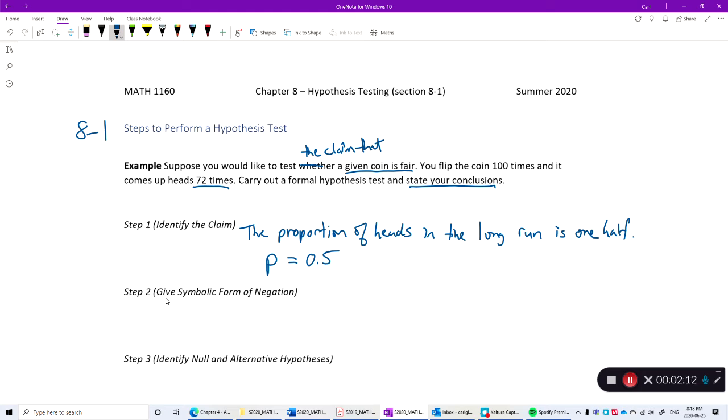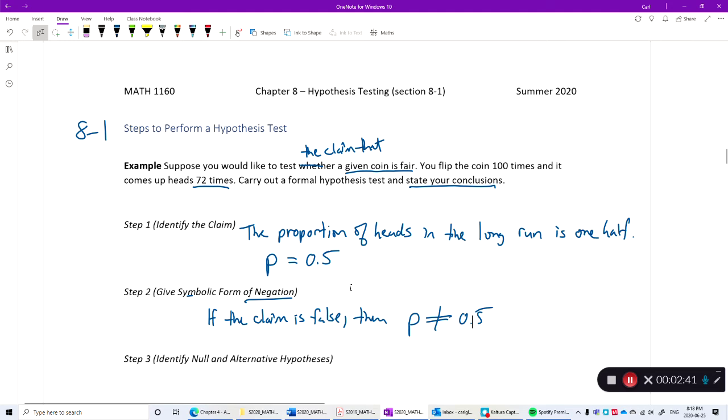Okay, step 2, we're trying to figure out what is the null and what is the alternative. So step 2 is we find the symbolic form of the negation. So if the claim is false, then how would we write that in symbols? Well, this one's pretty easy. We just negate it. p not equal to 0.5. If the claim is false, then p is not half.